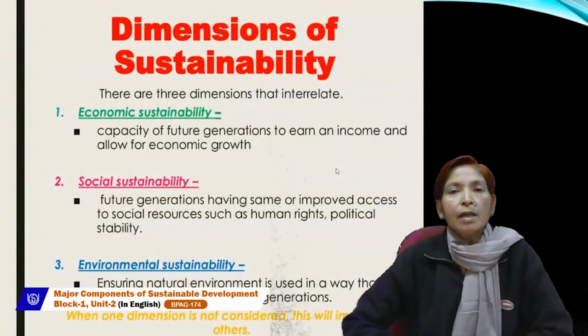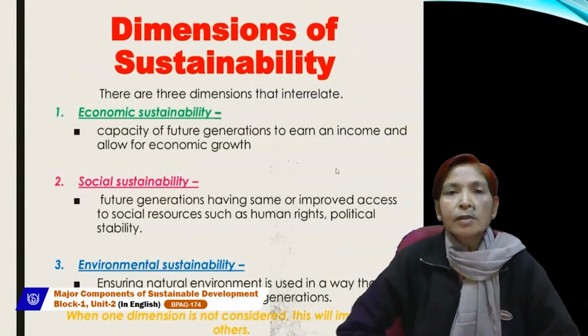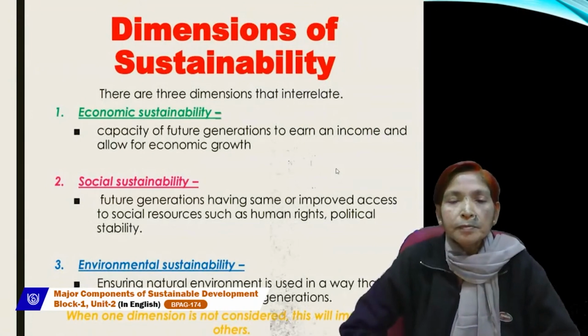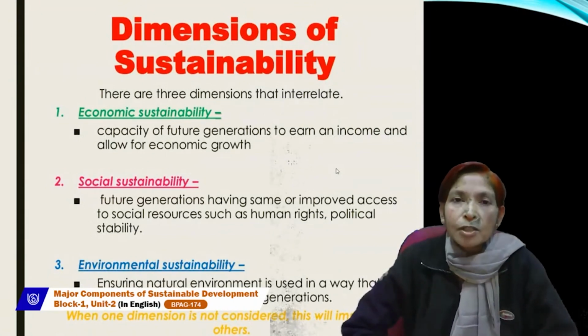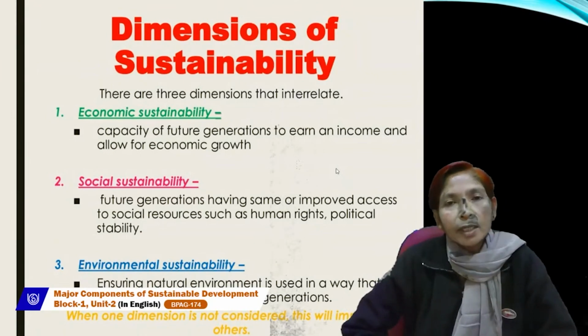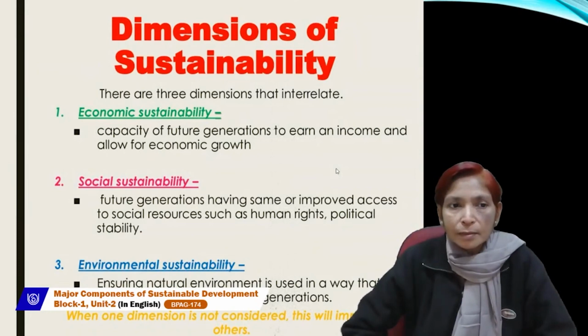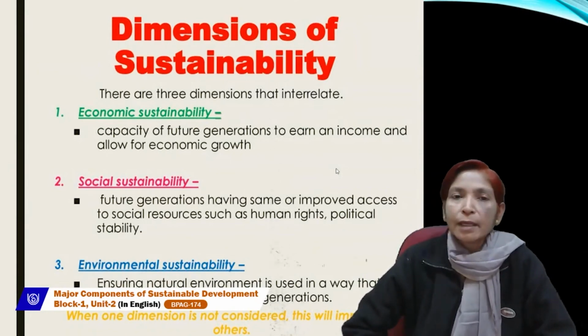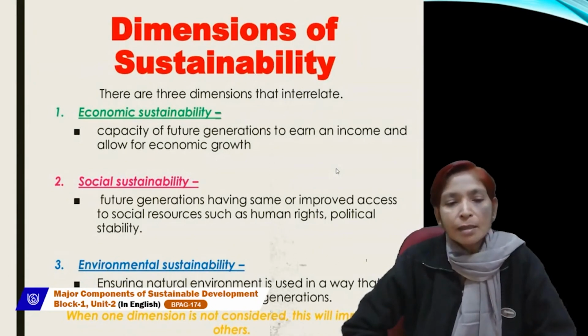Next is dimensions of sustainability. What are the main dimensions of sustainability? There are three dimensions that are interrelated to each other. One is economic sustainability, second is social sustainability, and third is environmental sustainability.